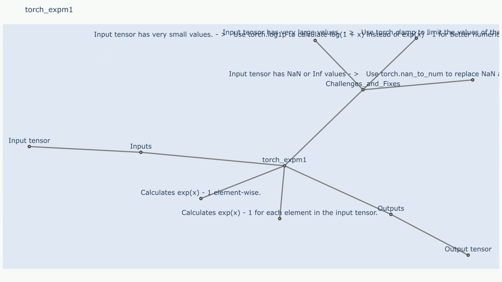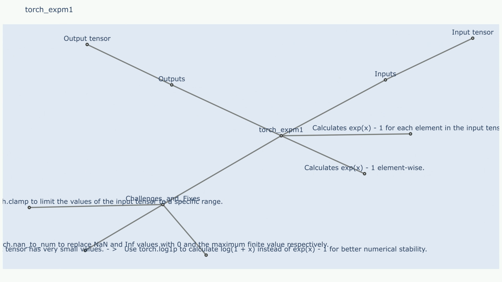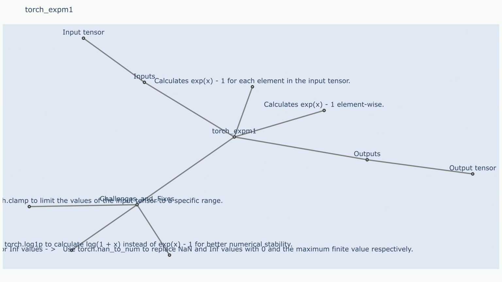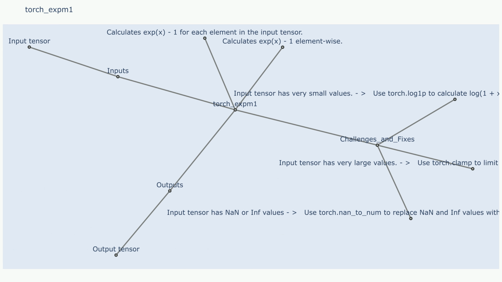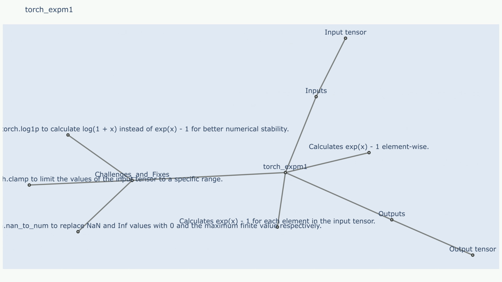Challenges and fixes. Challenge 1. Overflow. If the input value is too large, the exponential function might overflow, resulting in an infinite value. Sample use case. Calculating expm1 of a very large value, like 1000. Fixes. Use a smaller input value to avoid overflow. Consider using a different function, like torch.exp, if the input values are too large.